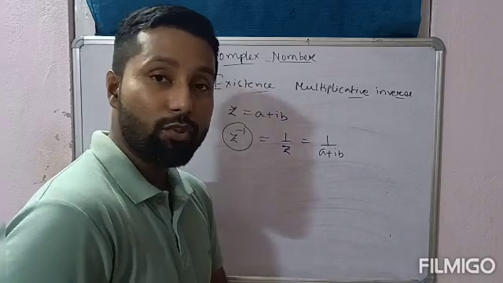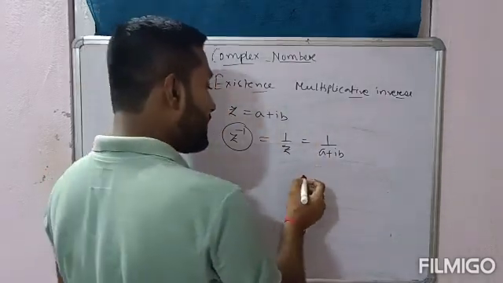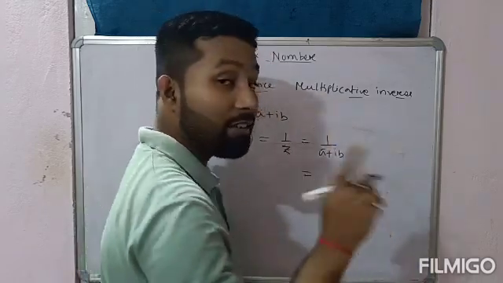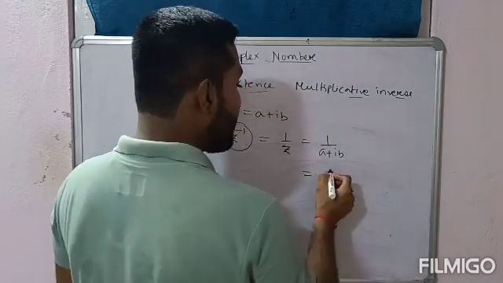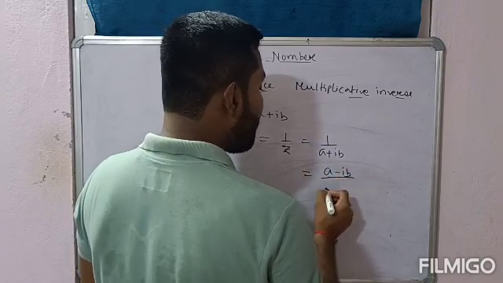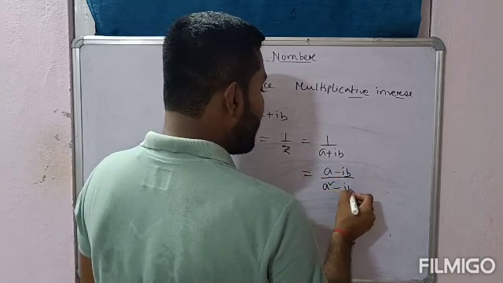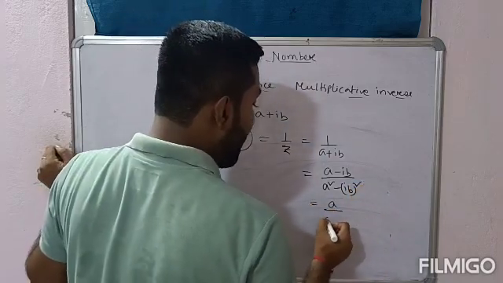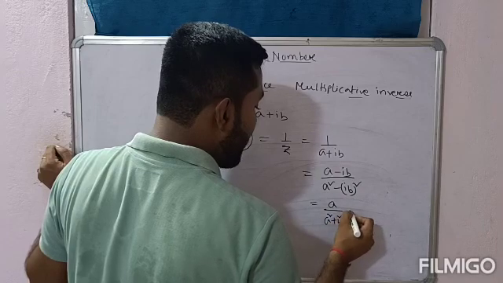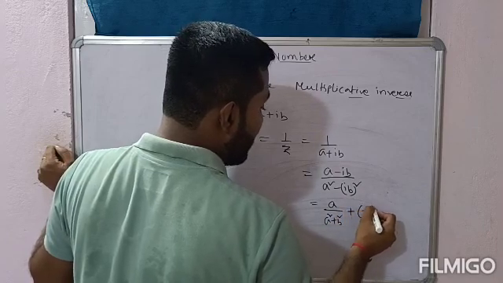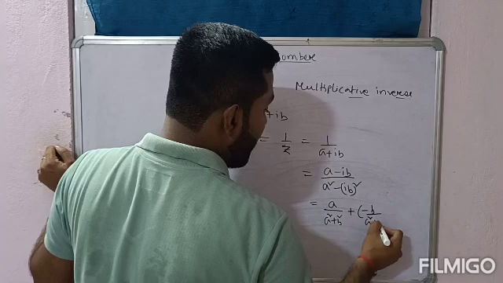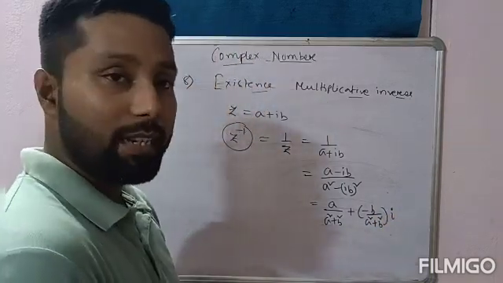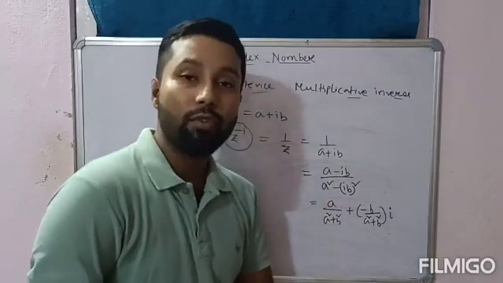Just now I have explained the quotient rule. Since i is there in the denominator, take the conjugate of the denominator and then rationalize it, make the denominator real. So a minus ib divided by a square minus (i times b) whole square, if I rationalize. Then this will be a by (a square plus b square) plus (minus b by (a square plus b square)) whole times i. So it is in the form of a plus ib. In this way you have to simplify.